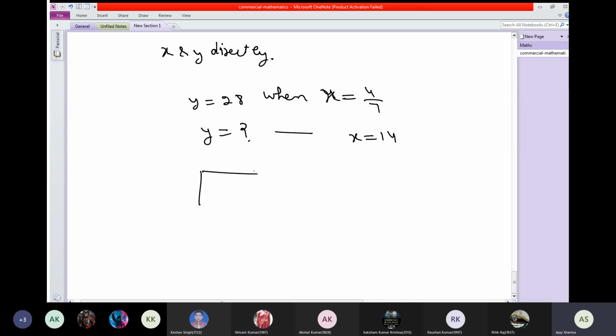This is the same as question number 2. Make this table, x and y. x equals 4 by 7, y equals 28. Next, x equals 14, y equals y1, or you may write y. Now you have to find the value of y. Can you solve it right now?